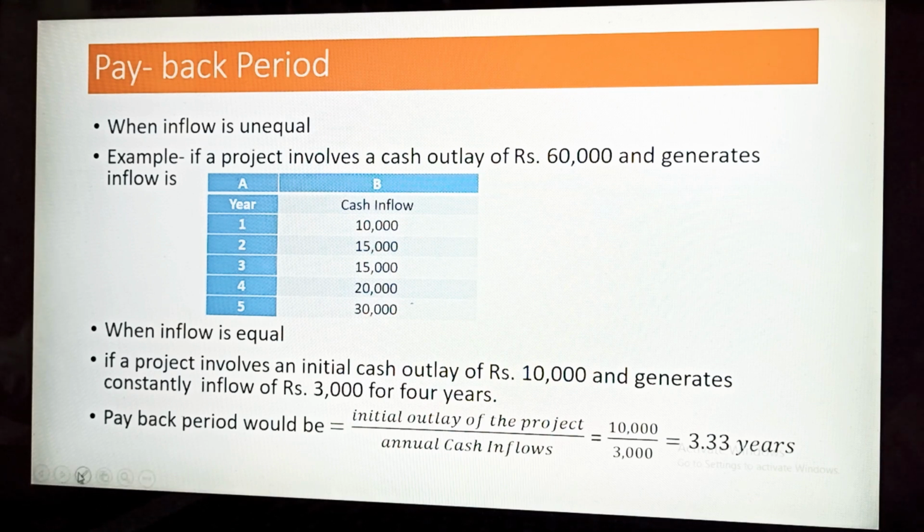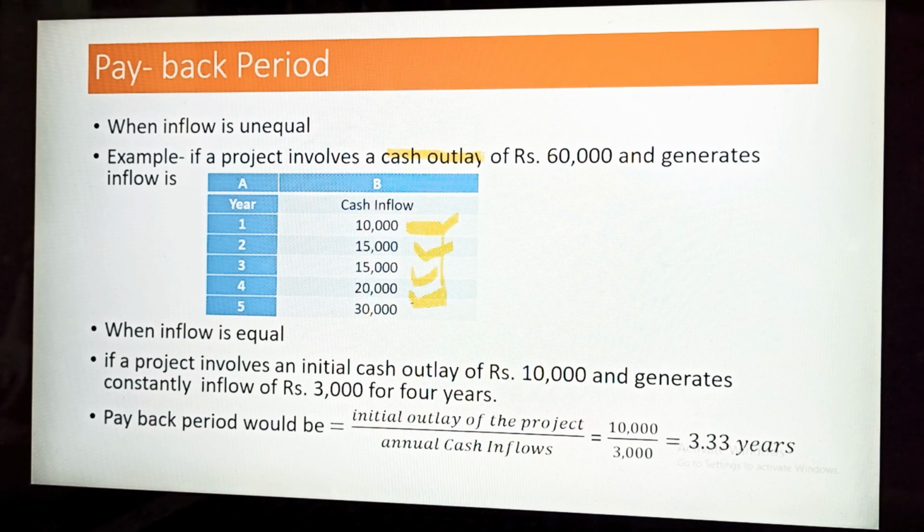So let me take this marker, I'll explain it. You can see easily here that the first year is 10,000 rupees, the second year 15,000 rupees, the third year 15,000 rupees, and the fourth year 20,000 rupees. You can check: 10 plus 15 is 25, then 15 makes 40,000, then 20. So up to 4 years your cash outlay will come back, you will get it back. This is the technique through which you can find the payback period.